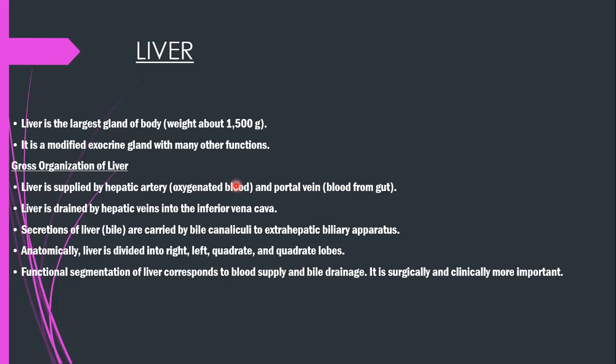Now, the liver anatomically is divided into right, left, and the quadrate lobes. And the functional segmentation, the liver segments usually correspond to the blood supply and bile drainage. And that functional segmentation is important surgically and clinically. Okay. I hope you have done the lobes of the liver and gross anatomy.